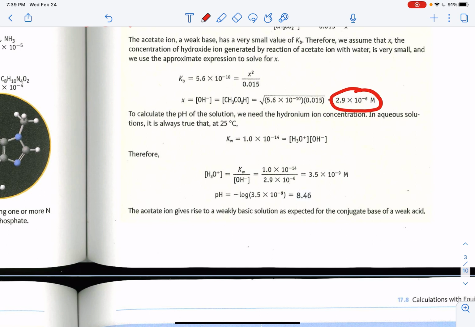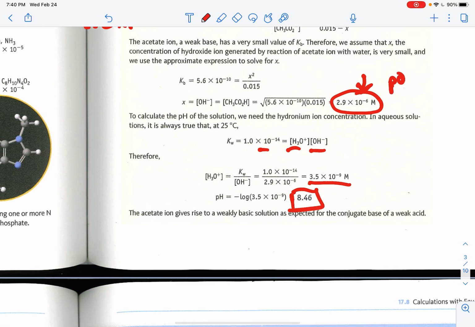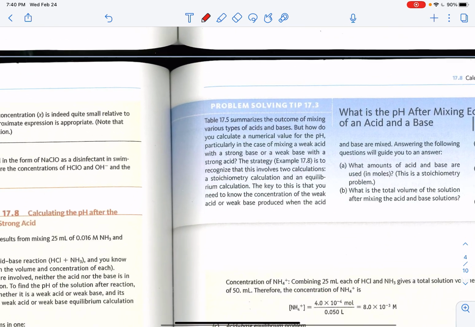Or, the other way we can do it is to remember that hydronium times hydroxide equals 10 to the minus 14th. And that way we can find the hydronium ion molarity and take the negative log of that, and we get 8.46. Now, some students make the mistake, they take the negative log of this. Well, because you're taking the negative log of a hydroxide, you're going to get the pOH, and the problem wants the pH. So be careful you don't make that mistake.